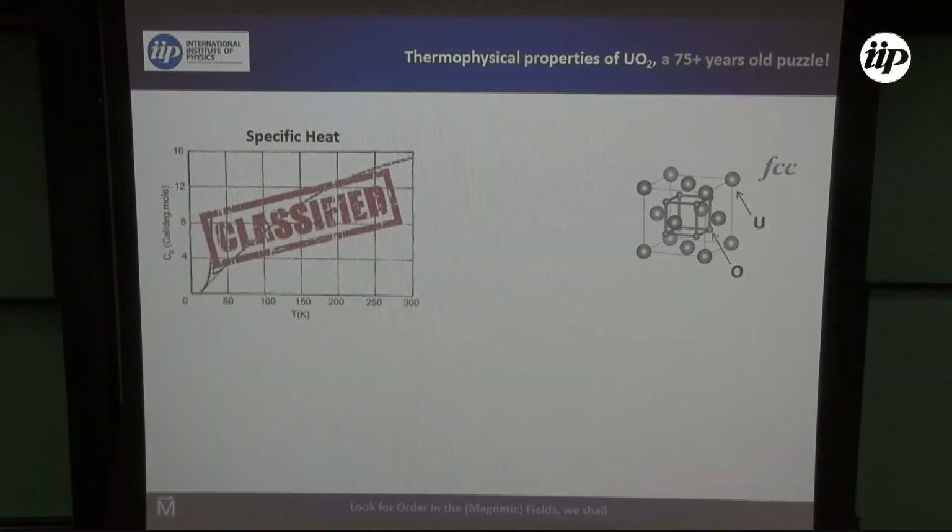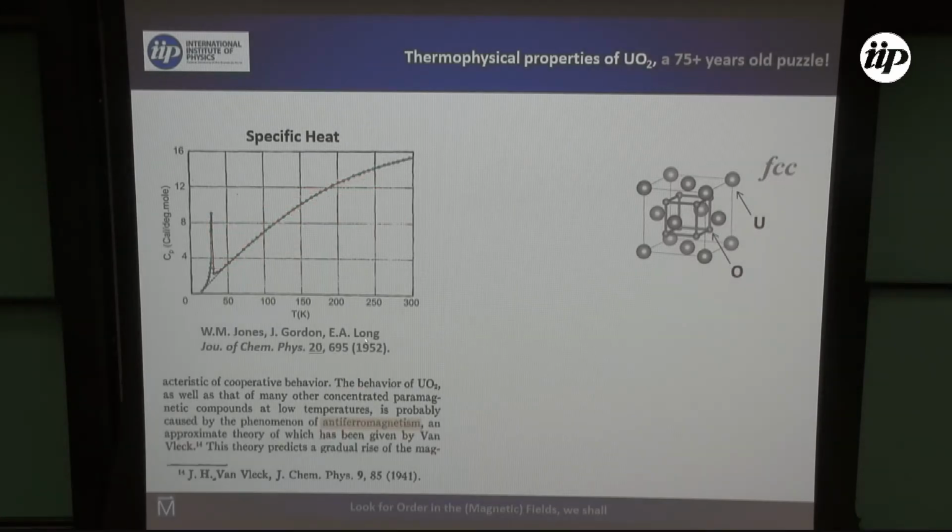Below 30 Kelvin, it shows an anomaly. However, this anomaly, which was measured in Los Alamos in the 40s, was kept secret for a number of years because of the Manhattan Project. There were people working with uranium for other purposes, and this was not allowed to publish. However, in '52, the curves were finally published, and the authors of this paper mentioned that this anomaly at low temperatures is probably related to a phenomenon of antiferromagnetism, a theory of which was recently given by Van Vleck in '41. So this was very, very new at the time this was first mentioned.